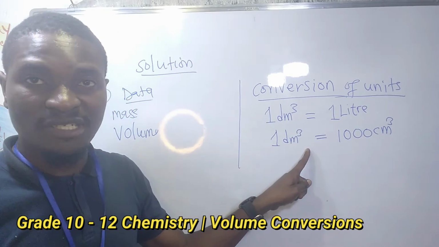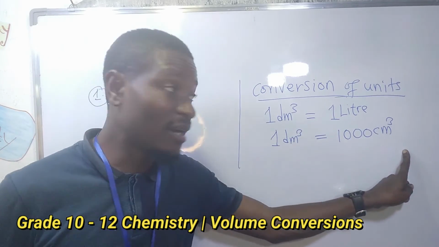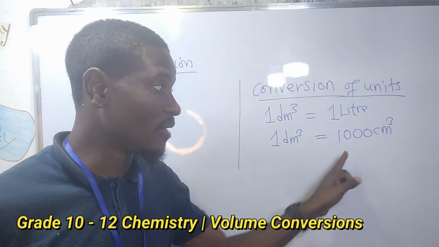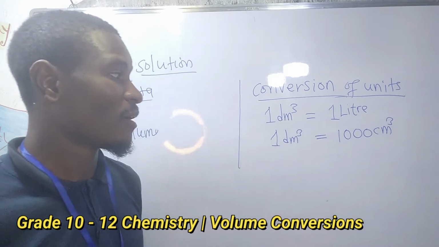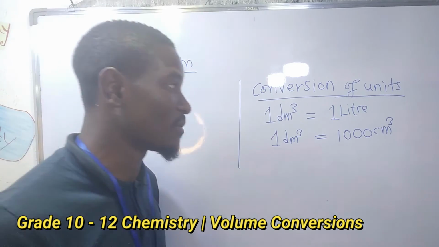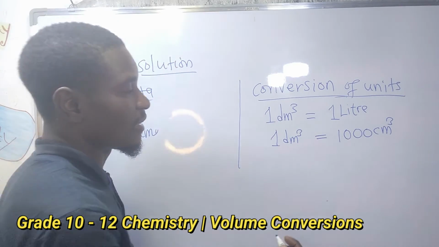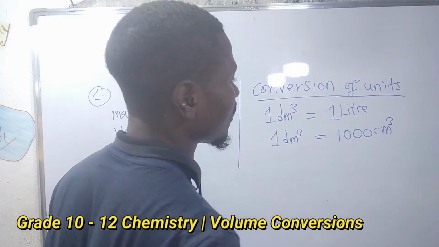So 1 cubic decimeter equals 1,000 cubic centimeters. Okay, and then I think that's it.